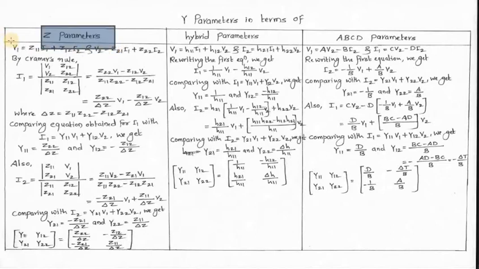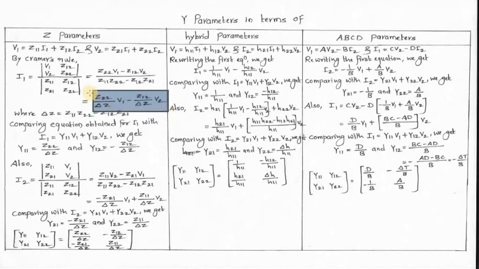So the first step is to write the expressions defining z parameters. Now by writing these expressions in matrix form and then by applying Cramer's rule we can obtain I1 as delta 1 determinant divided by the determinant delta. So what we get is I1 in this form.